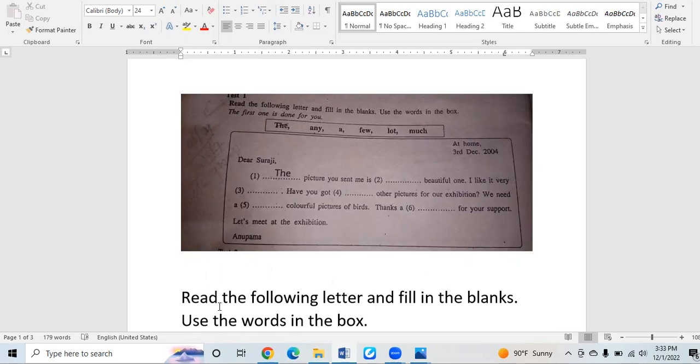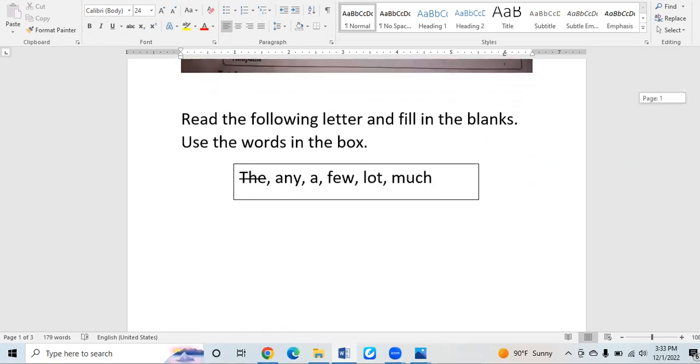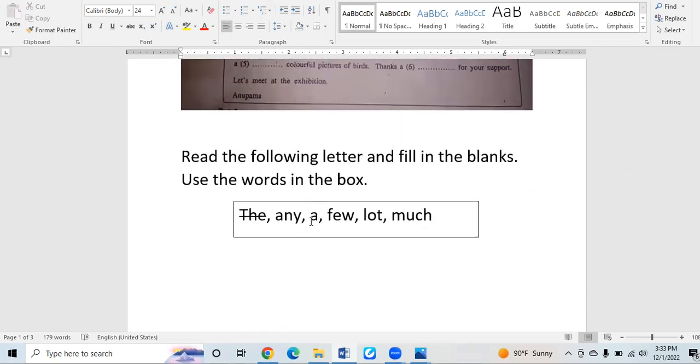Now look at the question: read the following letter and fill in the blanks. Use the words in the box. There are 6 words that have been given, but one word has already been used. Let's see what the words are: the, any, a, few, lot, much.